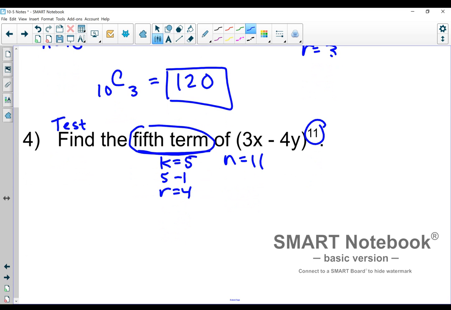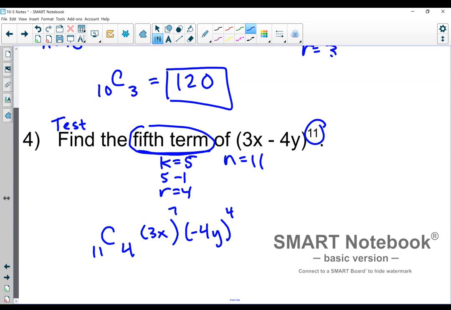So we start out with the coefficient, 11C4. And then I know that this will be 3x to a power and negative 4y to a power. Since this is fourth, this is going to be 4. And then these two powers are going to add to 11. And so the 3x will have to be to the 7th power. So these two powers, the 4s, are always going to match. And then my x and my y exponents are going to add to make n. They're going to add to make 11.